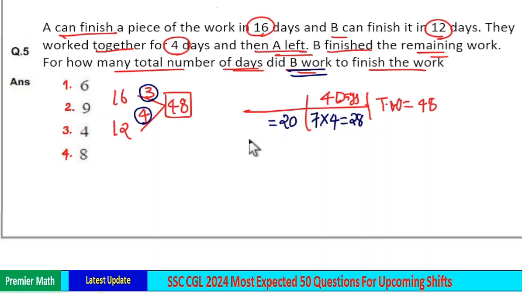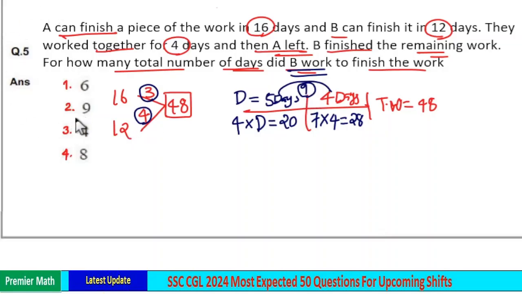So, these 20 units will finish in D days, and in one day B can finish 4 units of work. So in D days he will finish 20 units of work. So the number of days taken to finish 20 units is equal to 20 by 4, 5 days. So the total number of days he worked is equal to 5 plus 4, 9 days.